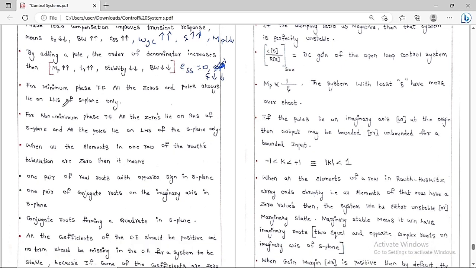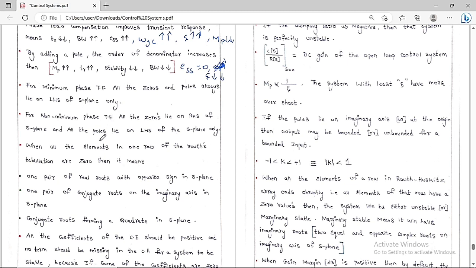The next point is, for a minimum phase transfer function, all the zeros and the poles must always lie only on the LHS of the S-plane. I have already told you this important point. For a minimum phase transfer function, all the zeros as well as the poles must lie only on the LHS of the S-plane itself.